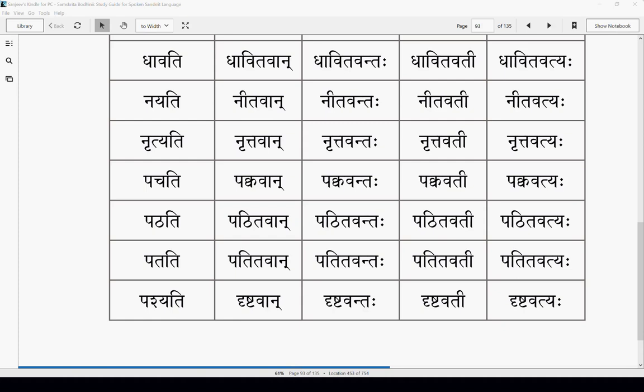Now when I say student. Petikam, okay. Sorry? Petikam in the sense it's Dvitiya, is it? Yeah, Dvitiya. Petikam nitavan. Good, that's good. So if the student is Stri, then Chhatra. Yes. Chhatra nitavati.